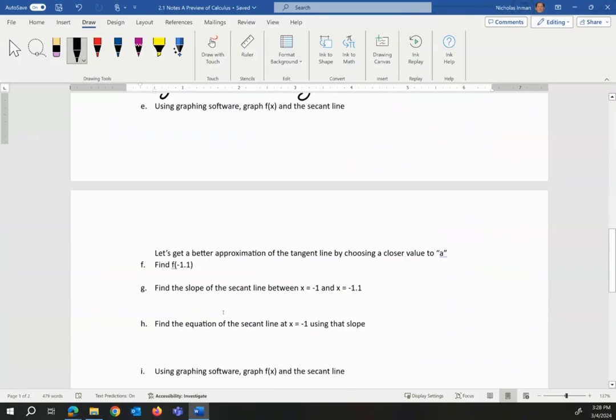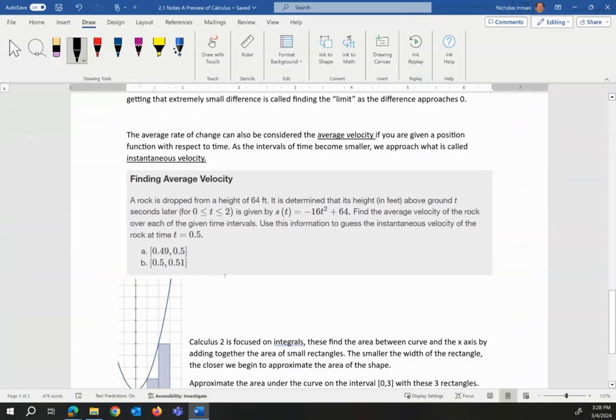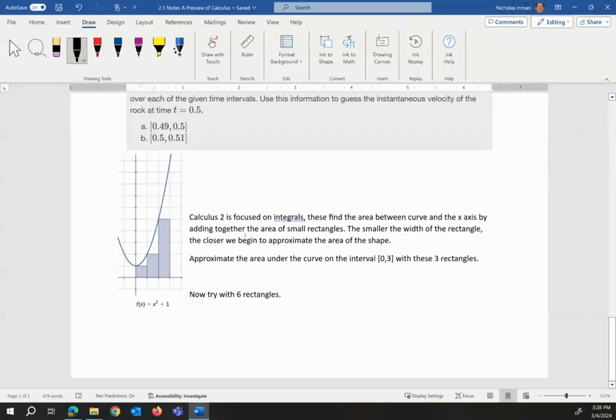Now, the second big thing in calculus is here. Calculus 2, and really the end of calculus 1, is focused on these things called integrals, finding the area between a curve and the x-axis. Now, if you have this graph, y equals x squared plus 1, and you want to know the area between the curve and the x-axis, from here to here, all the way up to here.